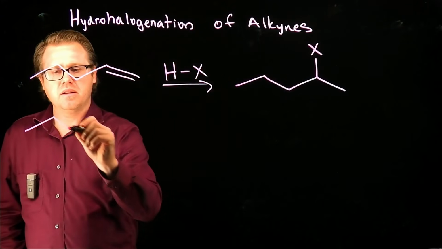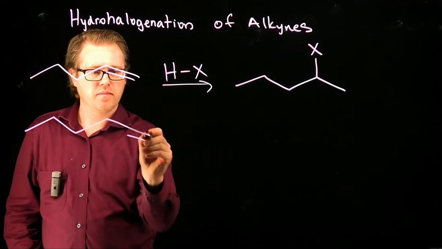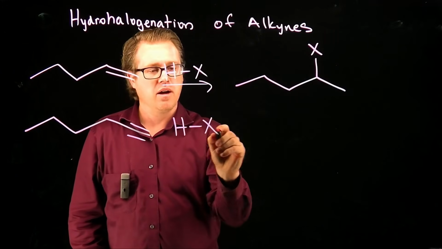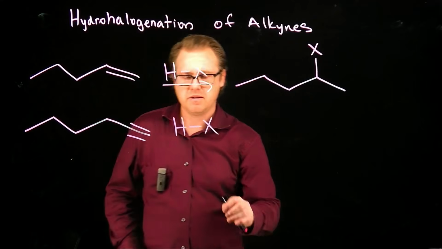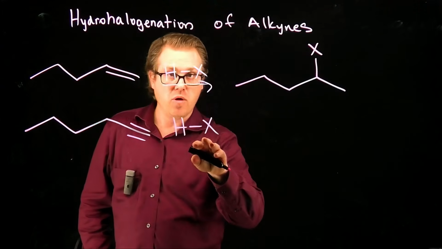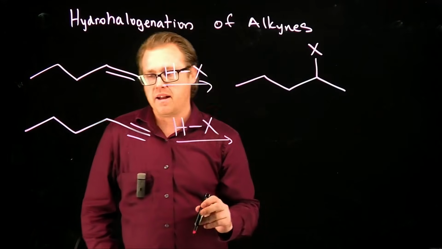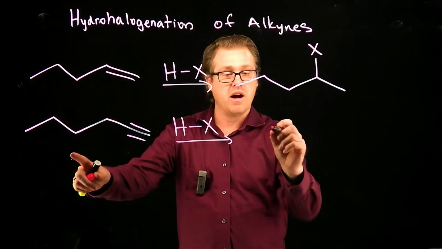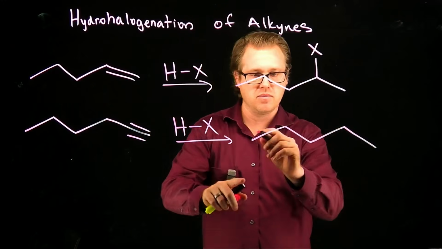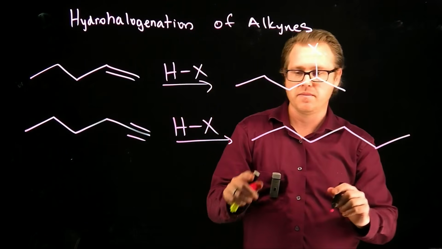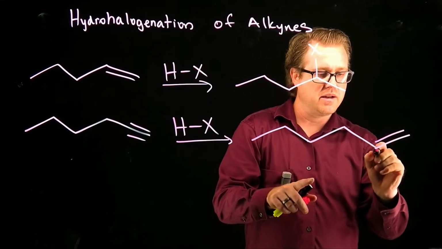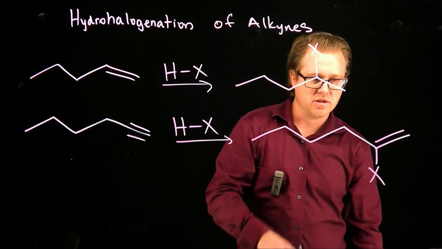But if you take an alkyne like this and treat it with an equal molar amount of HX, so 1 mole of this and 1 mole of that, you're going to get a very similar Markovnikov product, but it's going to look like this. We're going to have a double bond here, and then we're going to add our halogen there, like that.